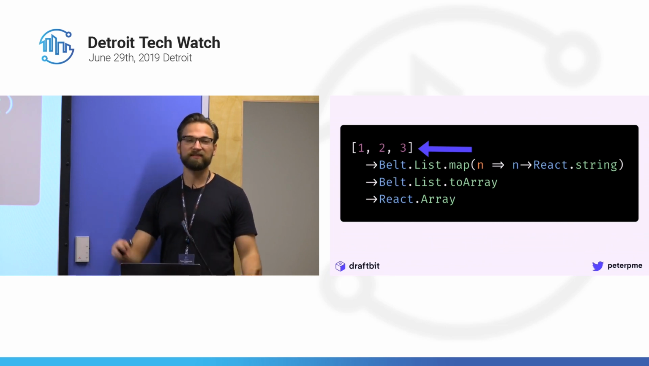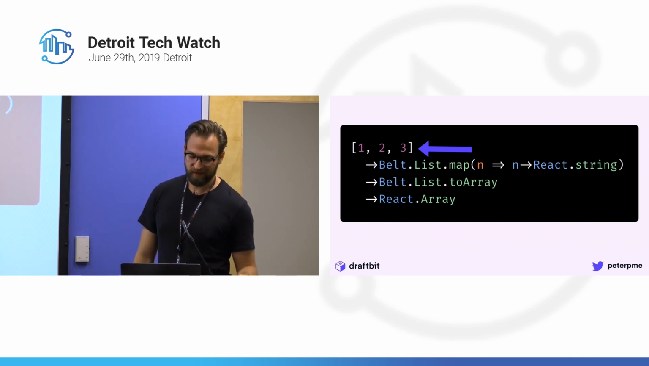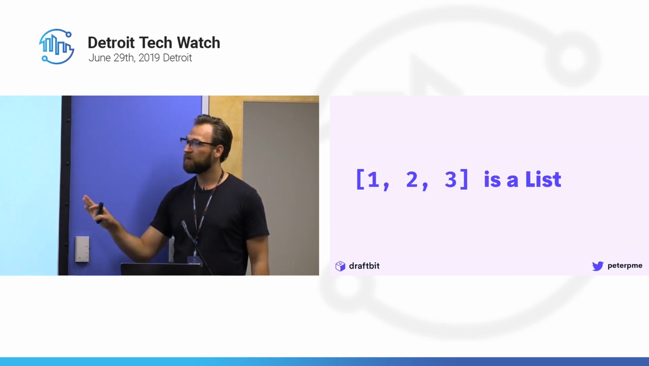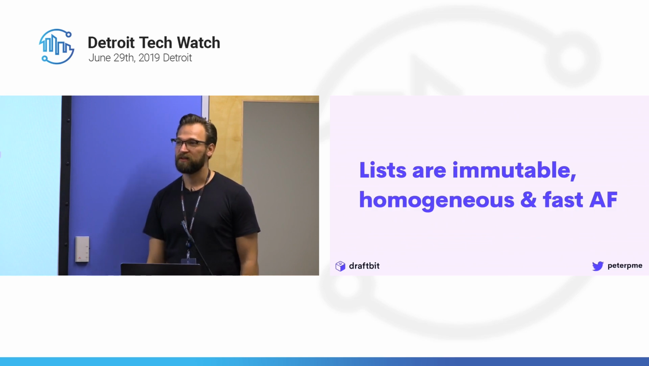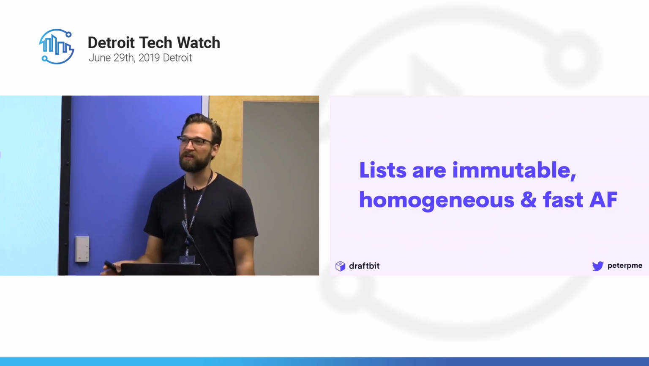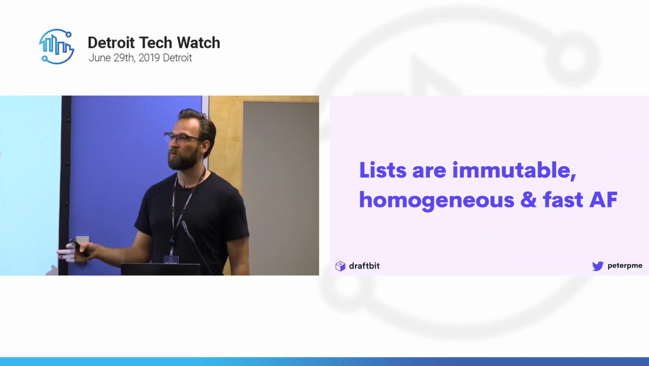So moving on to the next cool Reason feature, we have what's called a list, right? So it looks like an array, but it's a list. And what's the difference? They are super fast, and they're immutable. So you can make changes with them. They're always going to be ordered, right?